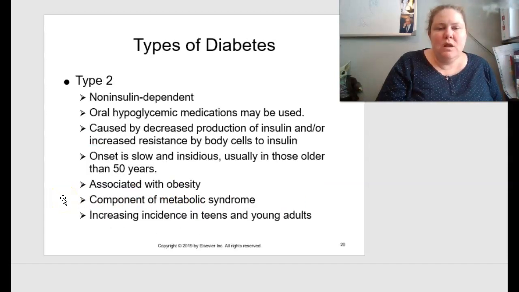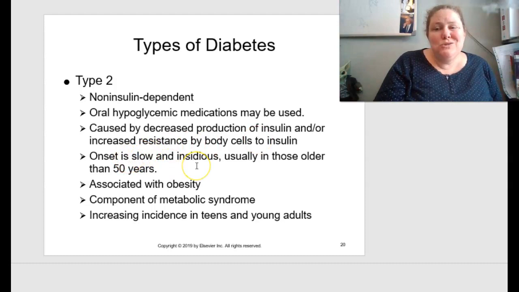Okay. Type 2 is non-insulin dependent. And this is where oral hypoglycemic medications may be used. And this can be caused by a decrease in the production of that insulin, which is the hormone that pulls the sugar out of the blood and into storage, or by an increased resistance of the body cells to the insulin that you are producing.